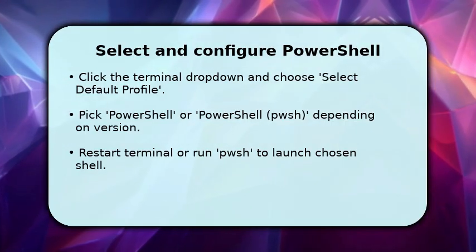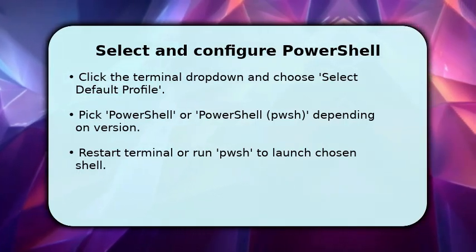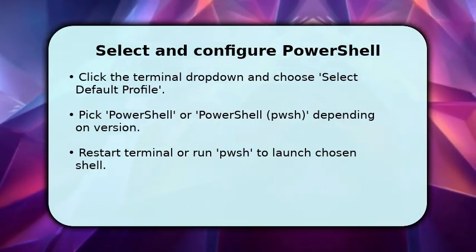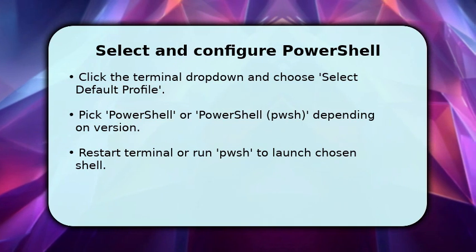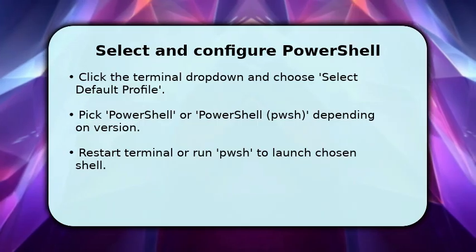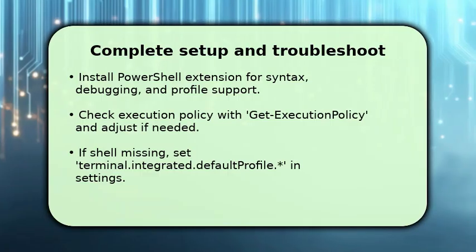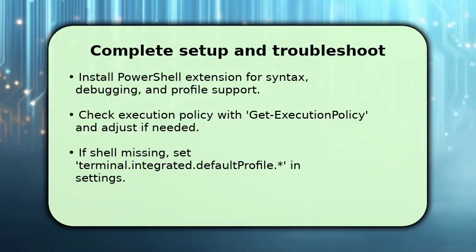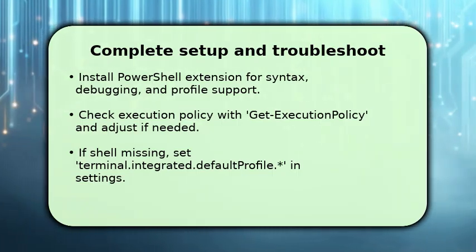You'll now have PowerShell as your integrated shell, which ensures commands, script debugging, and extensions use the right runtime. Make sure the prompt shows PowerShell to confirm success. To finish, install the PowerShell extension so you get syntax highlighting and debugger integration. This makes development smoother. Then verify execution policy with Get-ExecutionPolicy, and if scripts are blocked, run Set-ExecutionPolicy RemoteSigned as administrator to allow local scripts.